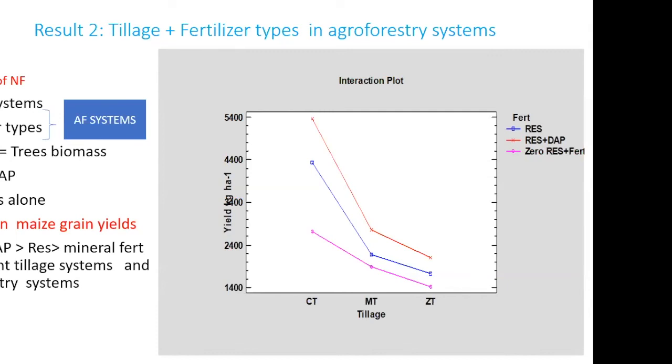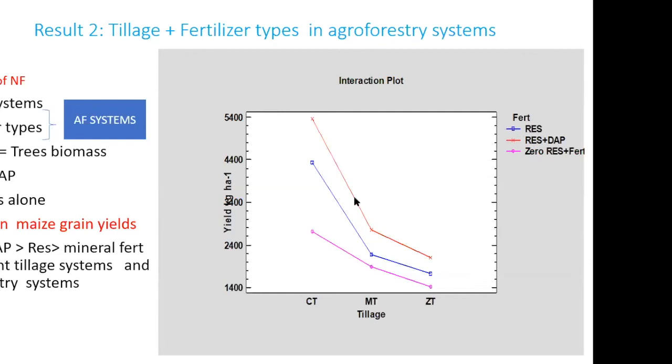So okay. Here on the X axis you have conventional tillage and minimum or zero tillage, and you have the maize yield. On the other side, you have different fertilizer types. Where I wrote residue, understand that it is tree biomass. I am trying to show that if you use mineral fertilizer combined with residue, of course you have a higher yield in the different tillage systems.